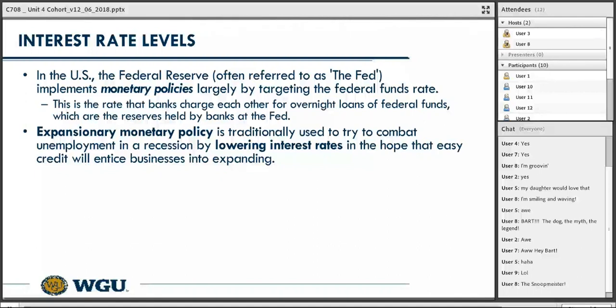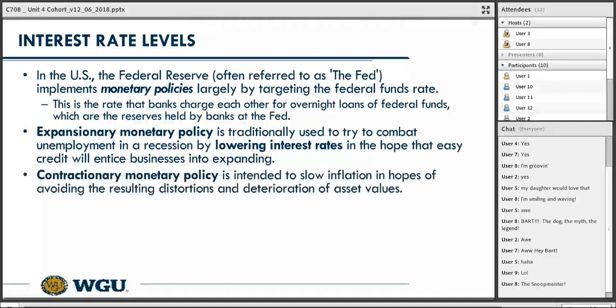So the expansion drives employment. On the contrary, contractionary policy is used to slow inflation. And a contractionary policy involves raising rates. You raise rates to discourage businesses from expanding and to get the economy to cool down.